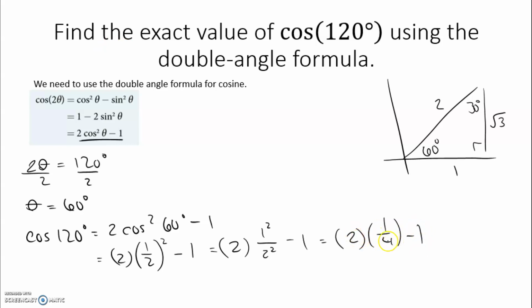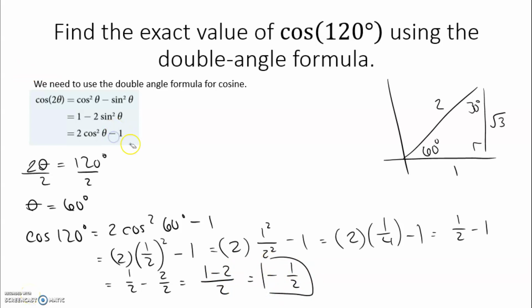2 in the top, 2, I can take a 2 in the bottom. So that's going to give me 1/2 minus 1. I'm going to change that 1 to a 2 over 2. So 1/2 minus 2 over 2. So now it's 1 minus 2 all over 2, or negative 1/2 again. So it doesn't matter which one you use because they're all going to come out to the same exact answer. So pick your favorite and roll with that one.